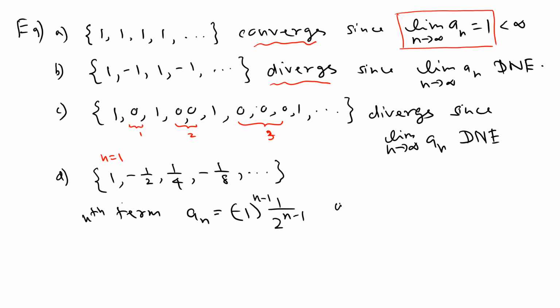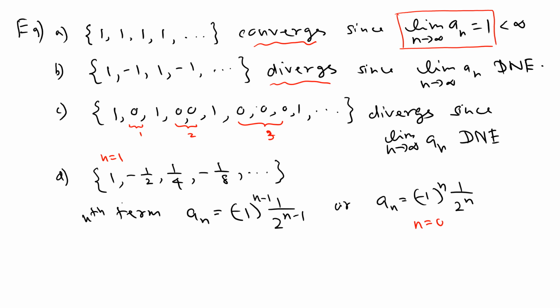But if you use the index 0, you can simply write this one as (-1) to the n over 2 to the n. So you can see that it depends on what index you use, and here we can use the index 0, but that's not very common. We normally go with the index of 1.